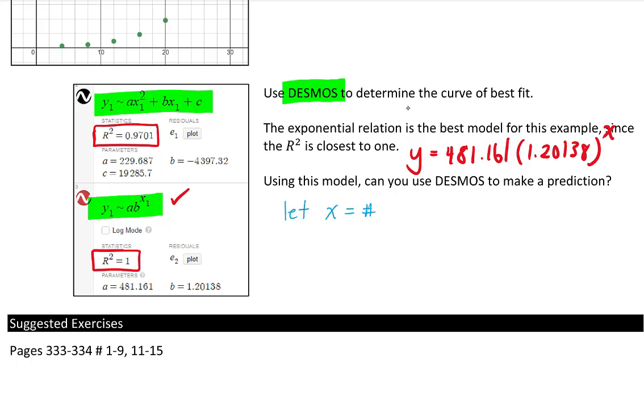Here are the review questions that you can try.